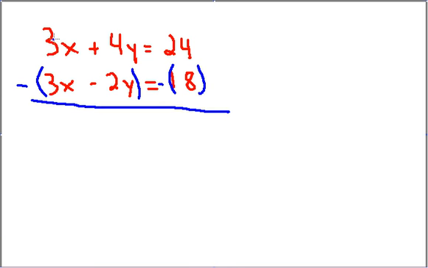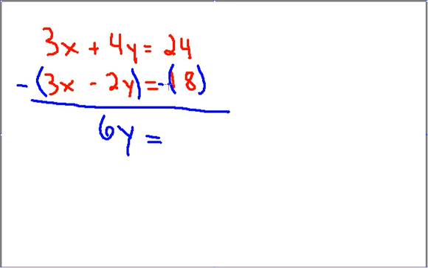Okay, 3x plus 4y minus 3x minus 2y. What's 3x minus 3x? 3x minus 3x is 0x, and 0 times any number is going to be 0. So our 3x's cancel here. What's a positive 4y minus a minus 2y? Well, positive 4y minus a minus 2y is a plus 6y. Remember, when you subtract a negative, that's the same thing as adding a positive.